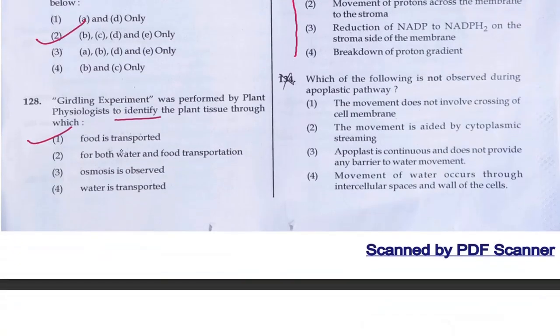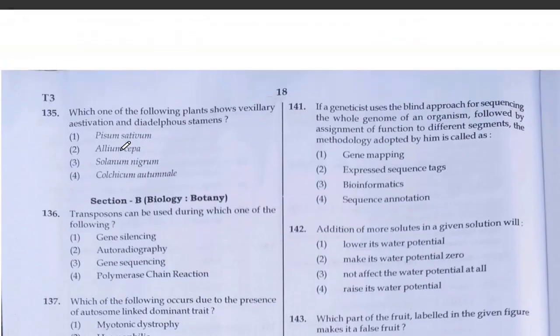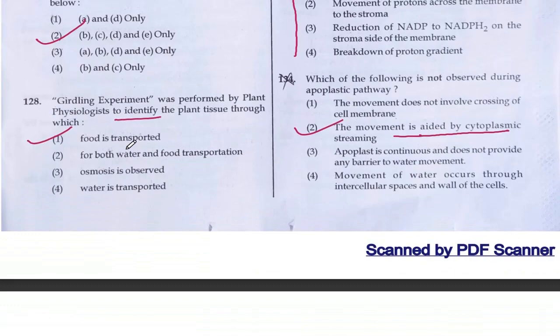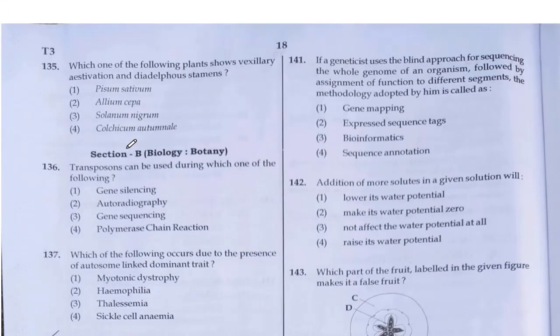Coming to question number 134. Which of the following is not observed during the apoplastic pathway? During the apoplastic pathway, we cannot observe the movement that is aided by cytoplasmic streaming. Coming to question number 135. Which one of the following plants shows vexillary aestivation and diadelphous stamens? That will be Pisum sativum.